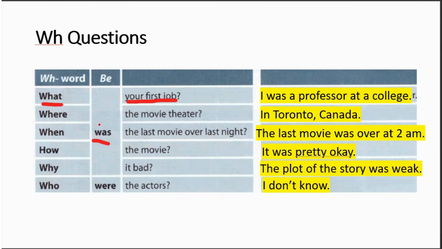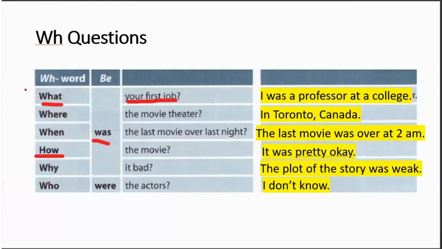But now let's look at the construction of the sentence. So it's starting with that WH word, which is what, where, when, how, why, and who. So WH questions always start with a WH word, even though how is not starting with WH, but we put it in this category because the answer requires some information. For example, if I say, how was it bad? You cannot say yes or no. You have to give the reason.